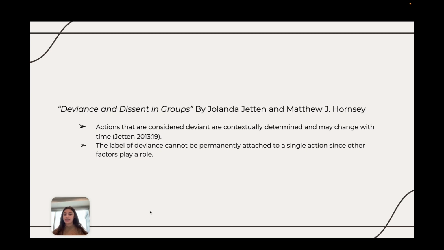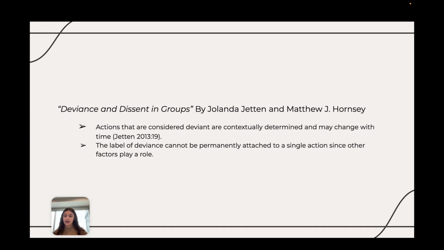We will be discussing the next article that we used, and it is called Deviance and Dissent in Groups by Jolanda Jetten and Matthew J. Hornsey. Actions that are considered deviant are contextually determined and may change with time. So this is very similar to what Joel Best in the last article was saying, because deviance can change depending on whatever the situational factors are, and Jetten agrees with this.